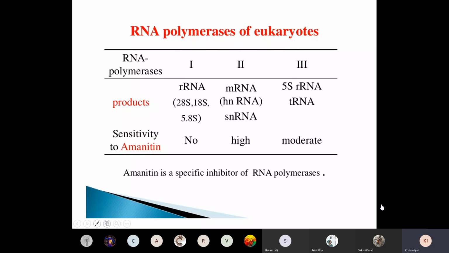Okay, so be very careful. If you consume the wrong mushroom, you will be done. Okay, it is very, very toxic. Now, that is one aspect of eukaryotic transcription.